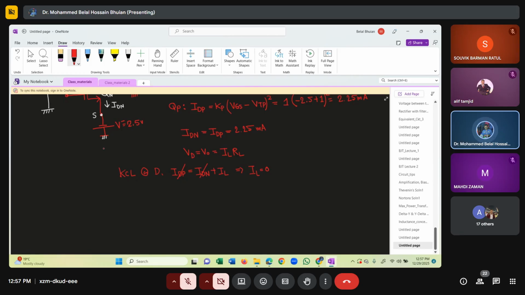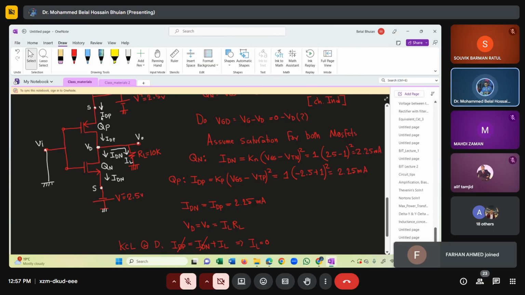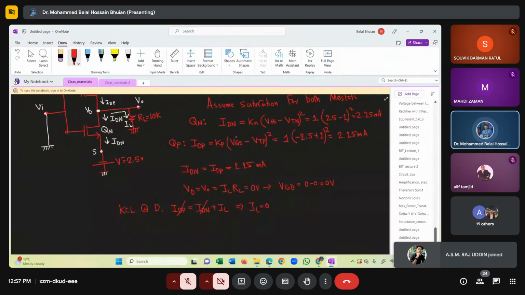So that gives us IL equals 0. No current is flowing through this resistance. That means whatever current the first MOSFET is sending, all the current goes through the second MOSFET. There is no current flowing through the RL. What does that mean? V naught is equal to what? VD is equal to V naught is equal to 0 volt. So that means if I do VGD, we get 0 minus 0, which is 0 volt. VGD 0. এখন VGD 0 মানে কি?